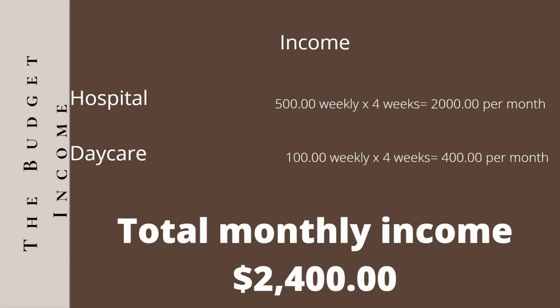So here I just created kind of a simple example of what this would be if I worked in a hospital and brought home $500 a week. There's typically 4 weeks in a month, so I would bring home $2,000 per month from the hospital. If I had a side hustle of working at a daycare every week, I brought in $100 extra. 4 weeks that are typically in a month, that's an extra $400 per month that I bring home. So my total income would be about $2,400.